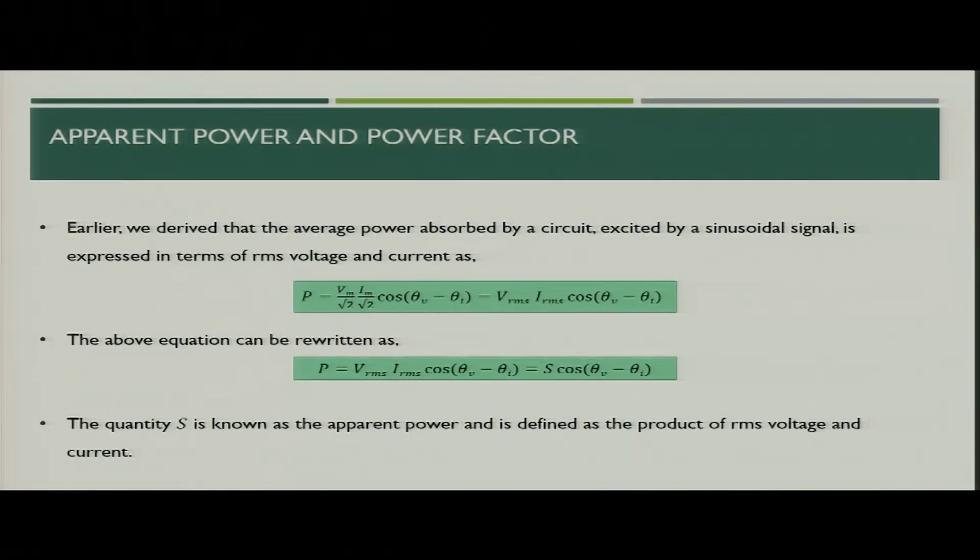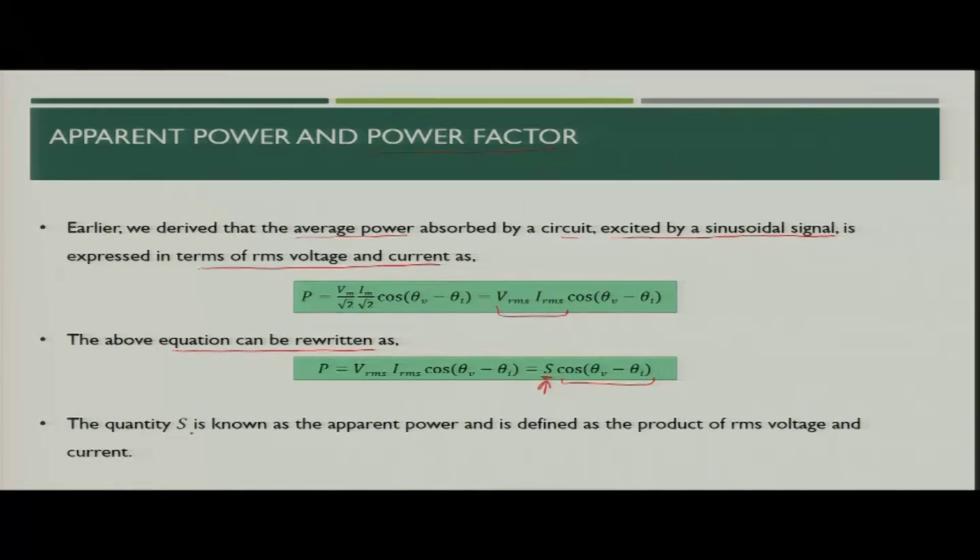Now, let us talk about another term called apparent power and the power factor. Earlier, what we derived was the average power absorbed by a circuit excited by a sinusoidal signal, expressed in terms of RMS voltage and current. Power P was Vm by root 2 times Im by root 2 times cos of theta V minus theta I. We wrote that expression as Vrms times Irms times cos of theta V minus theta I. You can rewrite it as P equals S multiplied by cos of theta V minus theta I.